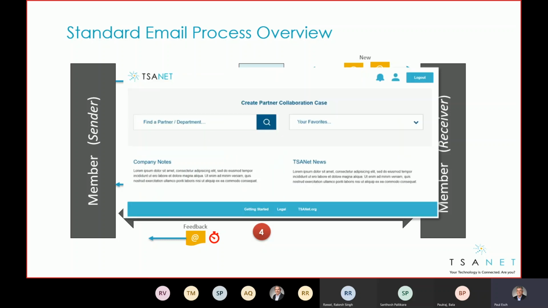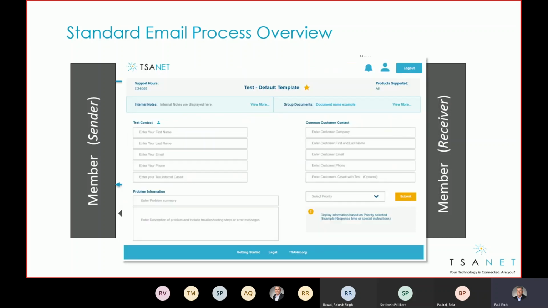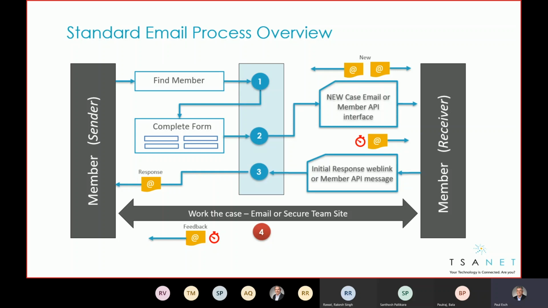What you do is you log into the system, you find that member, you fill out this process form, and you press submit. And as a sender, that's really all you have to do with TSANet. You don't need to return back to it or do anything. From this point, the email process is going to complete your connection with that other member.